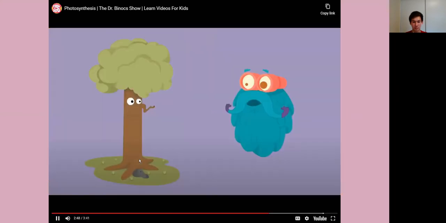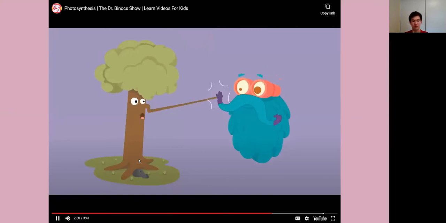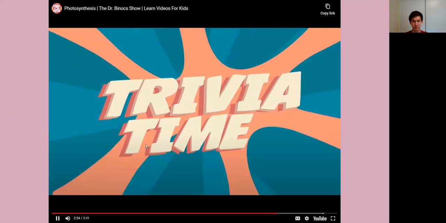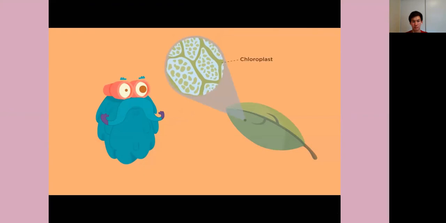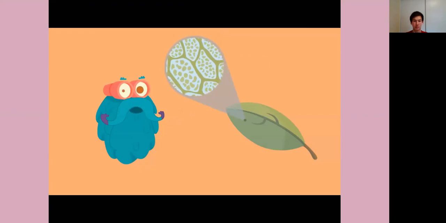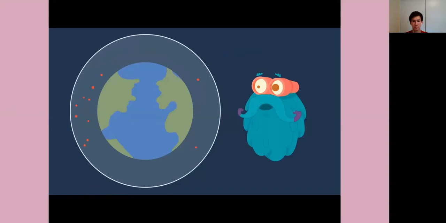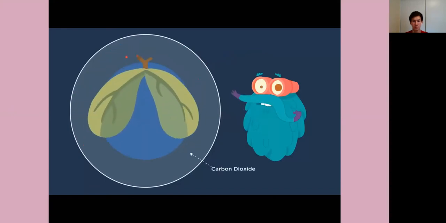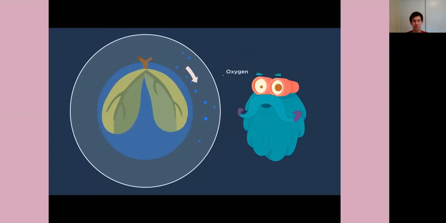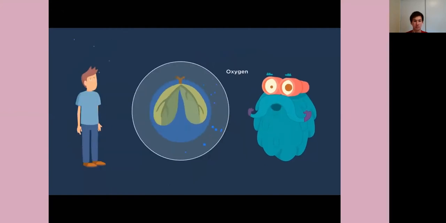Am I right, Mr. Tree? Yes, you are. Trivia time! Chlorophyll is a green pigment that is found in the chloroplast of the plant. It makes the plant look green. Plants are often known as lungs of the world, as they take in carbon dioxide and give out oxygen, which the humans breathe.